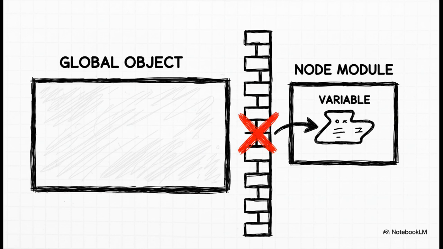But here it is. This is the payoff. This is the whole point. Unlike that old-school browser behavior, when you declare a variable in a Node file, even at the very top level, it does not get tacked onto that global object. It stays locked away, private to that module. This is how Node completely sidesteps the chaos of the global scope.